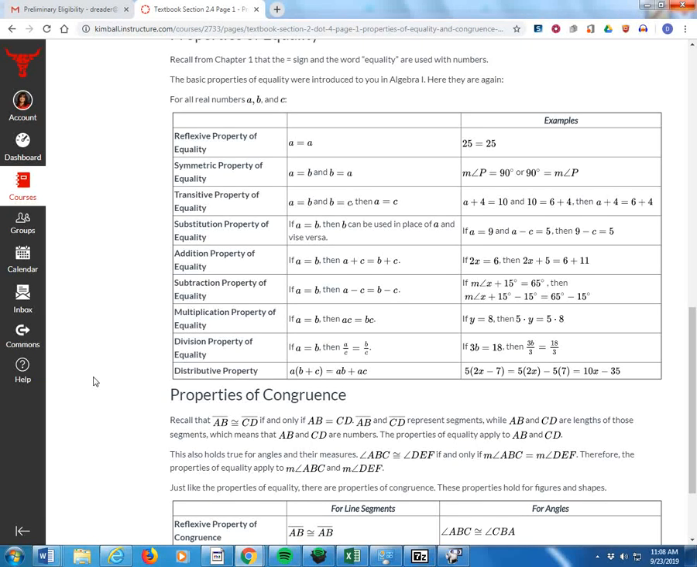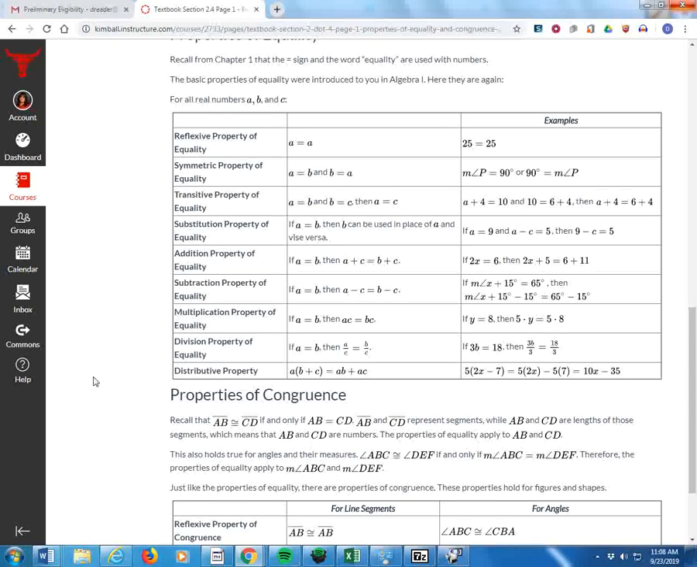The symmetric property is almost like the commutative property. The order doesn't matter. If A equals B, B equals A. The transitive property is a lot like the law of syllogism. If A equals B and B equals C, then A equals C. That's the transitive property. The substitution property: if A equals B, then I can substitute B in its place.